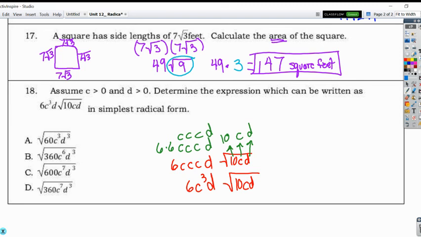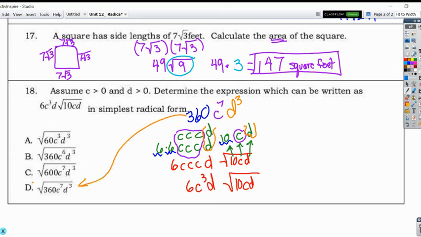So put these things together. Look at these numbers. So I've got a 6 times a 6 times a 10. That's 360. And then look at your C's. How many do we have? There's 1, 2, 3, 4, 5, 6, and 7 C's. And then check out your D's. There's 1, 2, and 3 D's. Does that match any of our answer choices? Well, it sure does. That's option D.